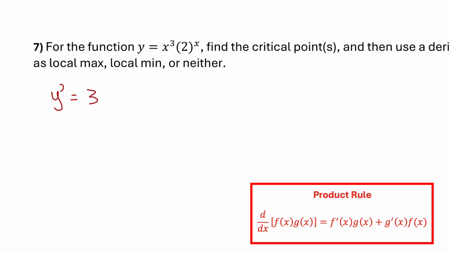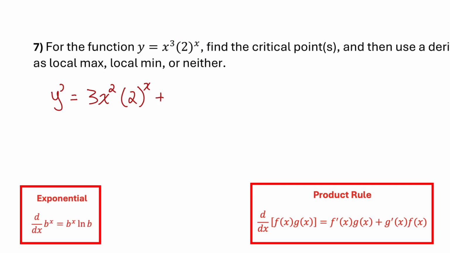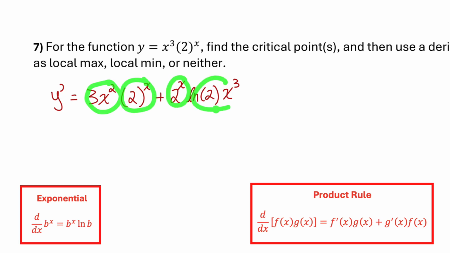cubed is 3x squared, multiply that by the second function, 2 to the power of x, plus the derivative of the second function in the product, the derivative of 2 to the x is 2 to the x, multiplied by the natural logarithm of its base, 2. And that has to be multiplied by the first function, x cubed. So we did derivative of the first times the second plus derivative of the second times the first.